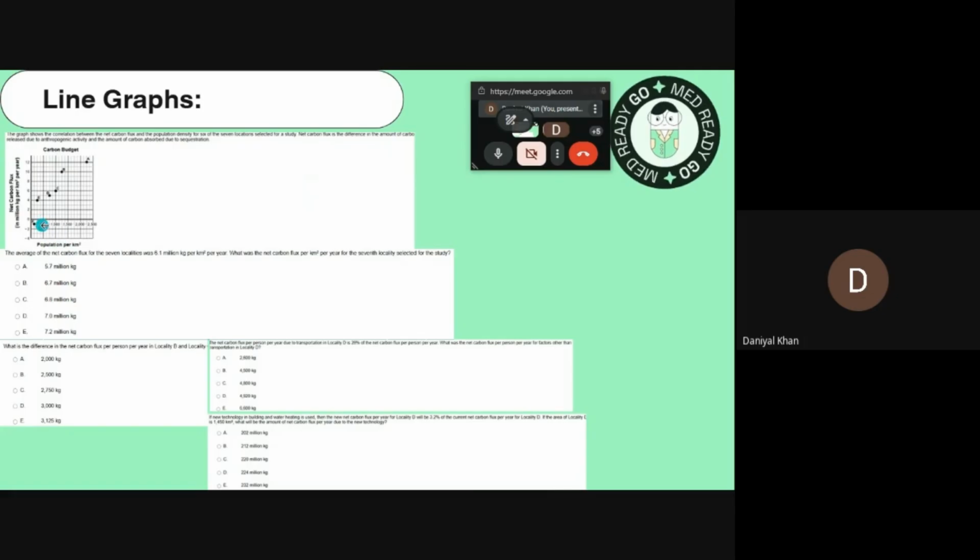And then over here, some people might make the mistake of taking away 1 for F. You actually have to add on 1 because F is in minus numbers. So don't make that mistake. And then you get a value of 6.7 million kilograms. And that's what your answer should hopefully be.